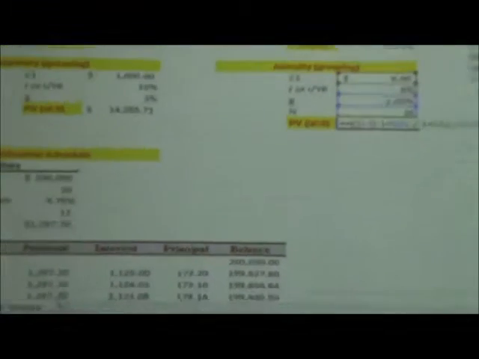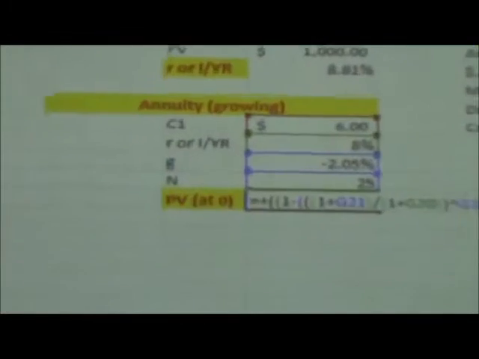So this formula which I have here, this is nothing but that formula just programmed in Excel, so that you can just plug it in and get it. Okay.